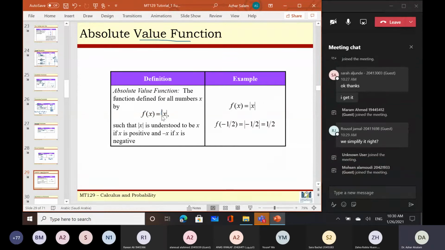I denote it like that. Two lines, okay, two lines with the variable between them. The most important thing in the absolute value is that it should be positive. I make it always positive.